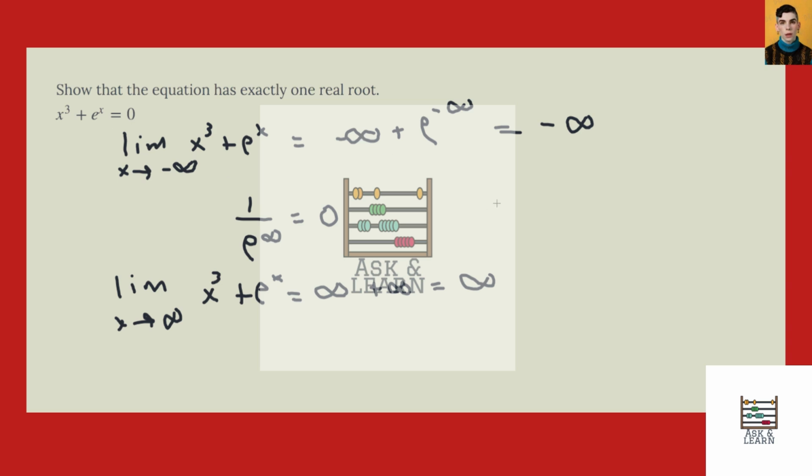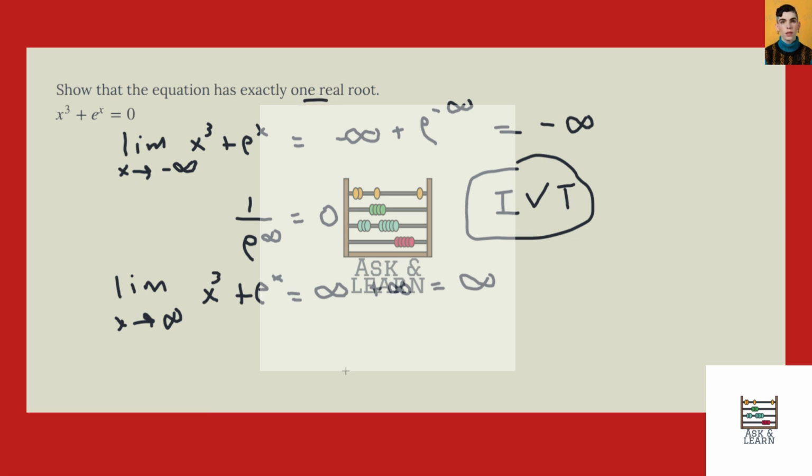This is true by the intermediate value theorem, because the function x cubed plus e to the x is continuous. X cubed, as a cubic function, is continuous, and e to the x, as an exponential function, is also continuous on all real numbers. So by the intermediate value theorem, we know for a fact that there is at least a root, not necessarily only one root.